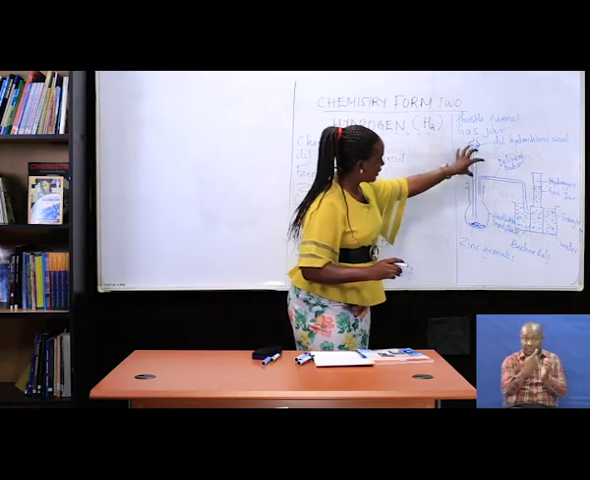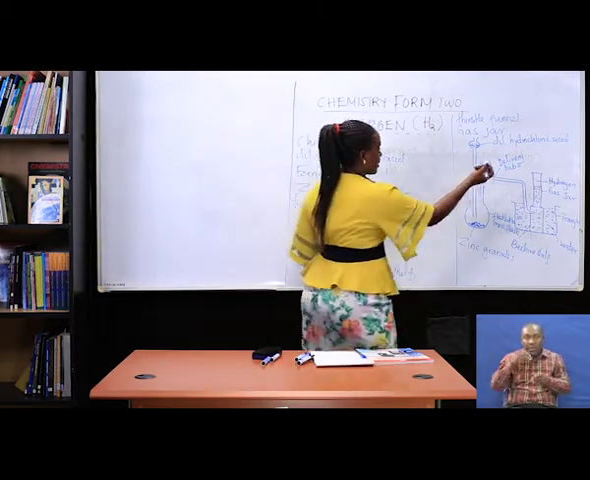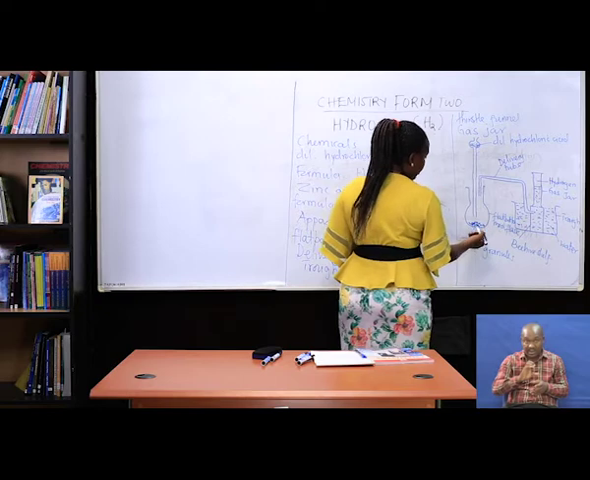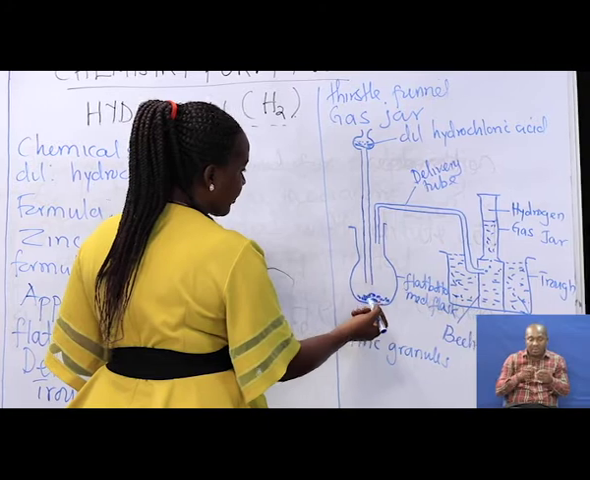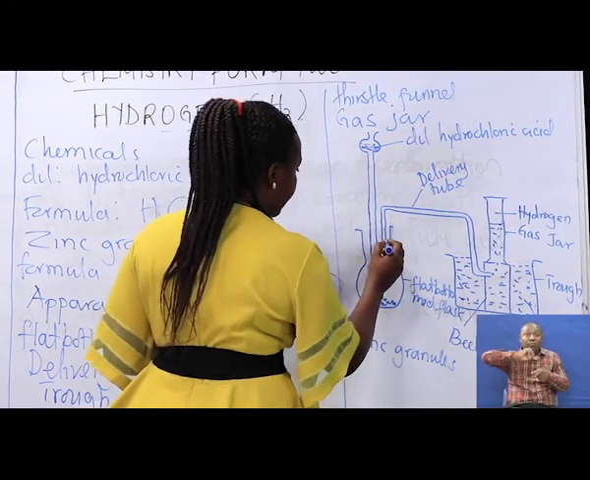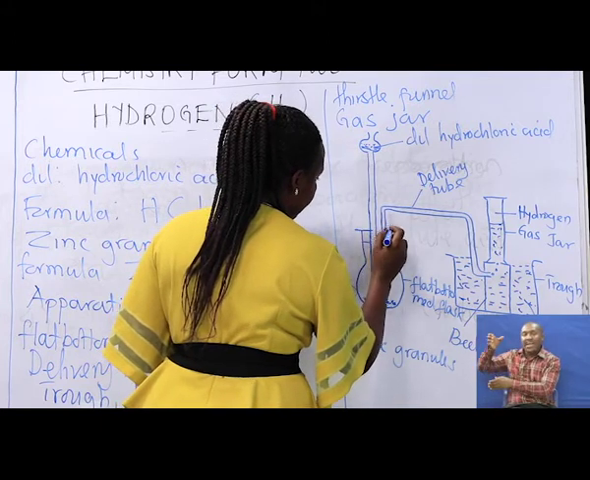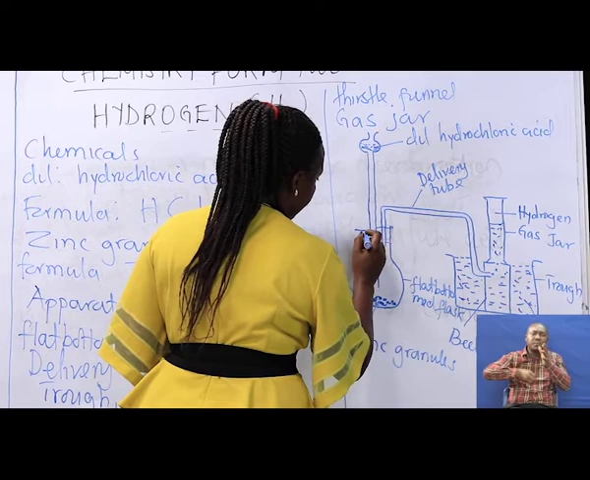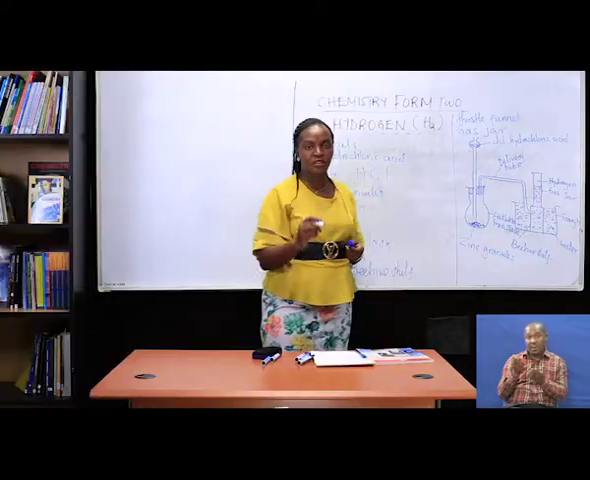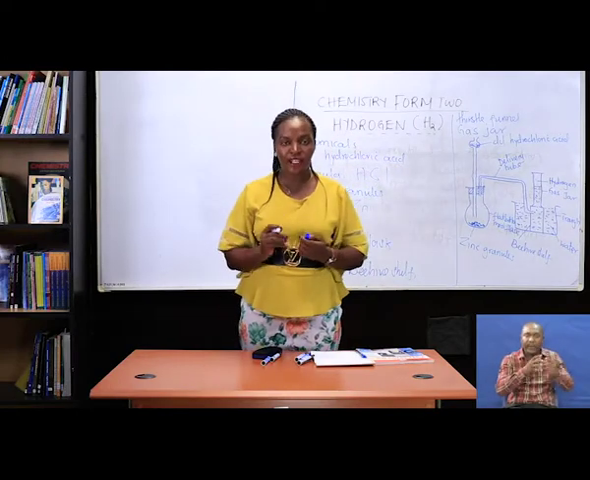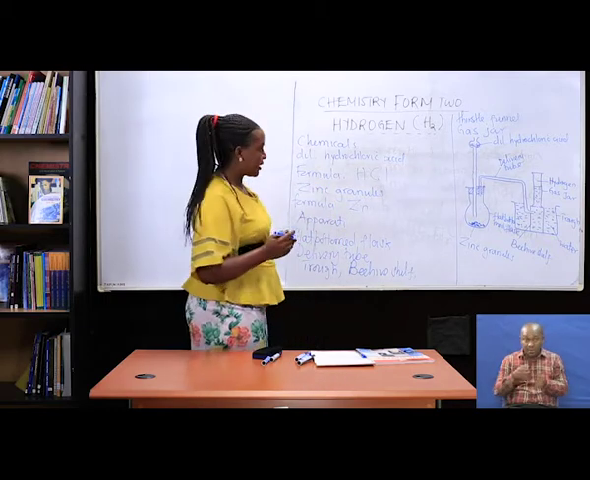Inside the flat-bottomed flask, the reaction will take place when dilute hydrochloric acid is added. It will meet zinc in the flask, and the reaction will occur. After the reaction occurs, the gas will be transferred to the gas jar. So make sure you know how to draw this diagram, because you may be asked to explain the laboratory preparation of hydrogen using the diagram.